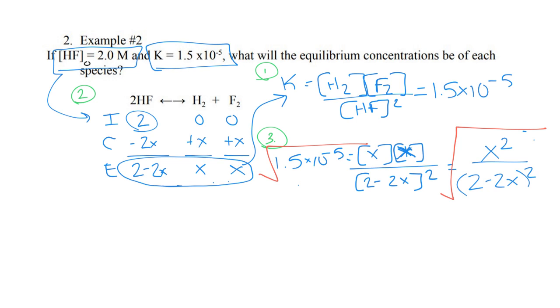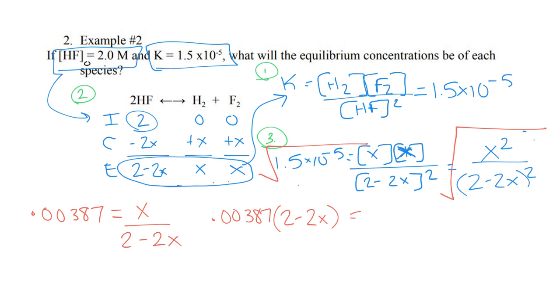When I square root both sides, I do have to still square root my 1.5 times 10 to the negative fifth. So I square root that and you get 0.00387. And then that is equal to x over 2 minus 2x. Now, that's still a little bit complicated, but it's better than having to do a quadratic equation. You are going to have to go ahead and bring this 2 minus 2x over to the other side. So you've got 0.00387, and then 2 minus 2x equals x.